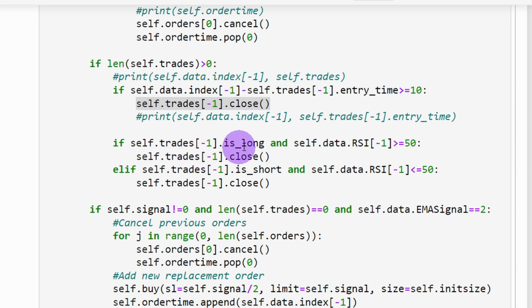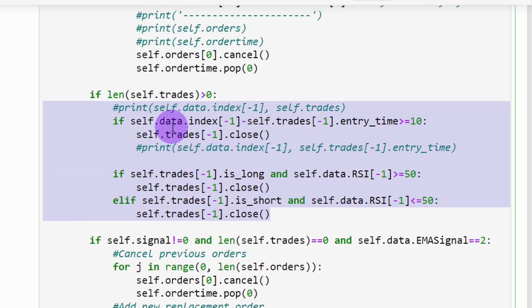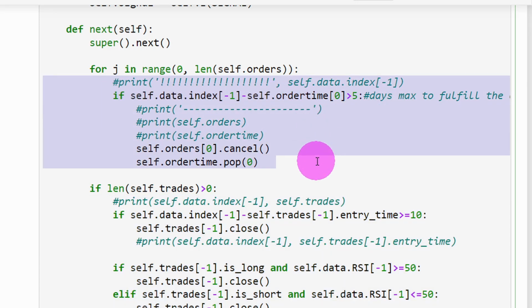Also, if a trade is long, meaning if it's a buying position trade, and at the same time we have the current RSI that is greater or equal than 50%, in which case we are closing the trade. And if we have a selling or a short trade, and also the RSI goes below 50%, we're going to close the trade. So these are the conditions where we are closing our trades on the market. And this is the condition where we are closing the orders that we put on the market.